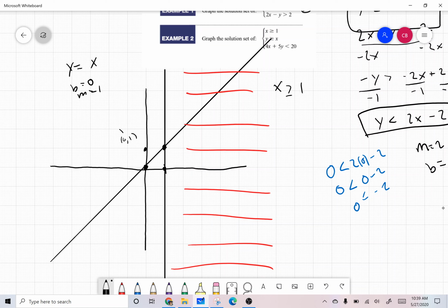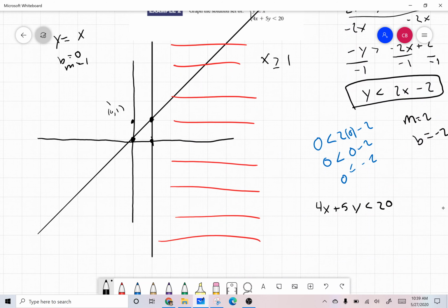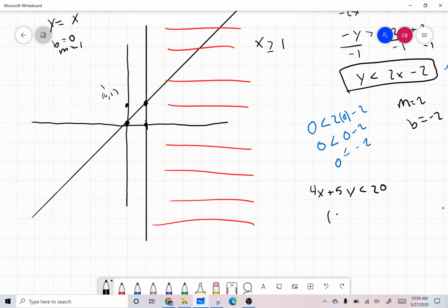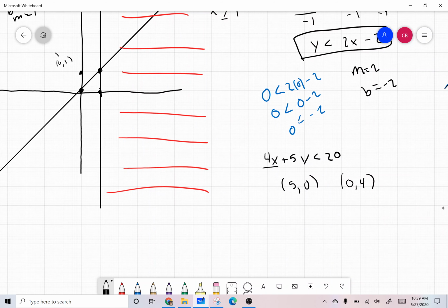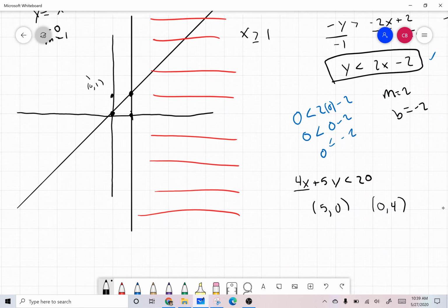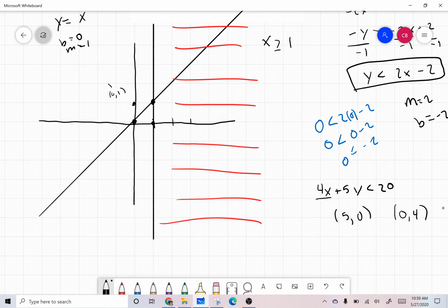For the last one, we have 4x plus 5y is less than 20. Well, I know 2 points. If I plug in 5 for x and 0 for y, then I have 20. That's equal to 20, so that would be a point on the graph. And then if I put 0 for x and 4 for y, so 0, 4 is also a point. I'm just basically putting 0 for x, putting 0 for y, and figuring out what the value is. So those are points on the line. So 5, 0 is right here. 0, 4 is up here.